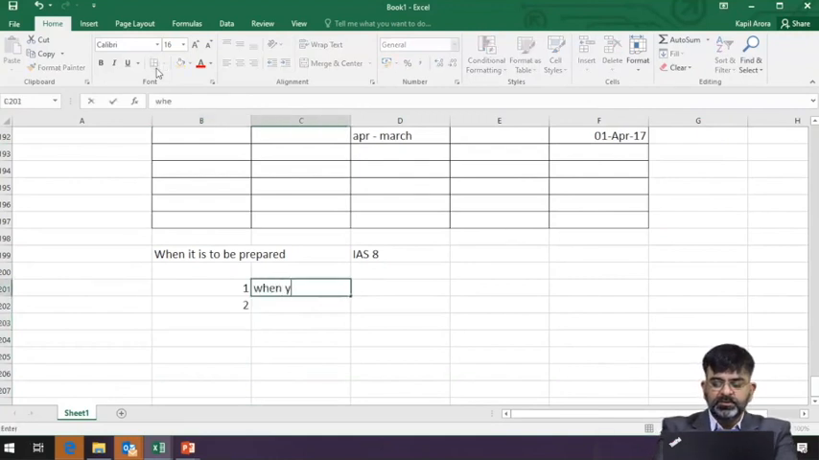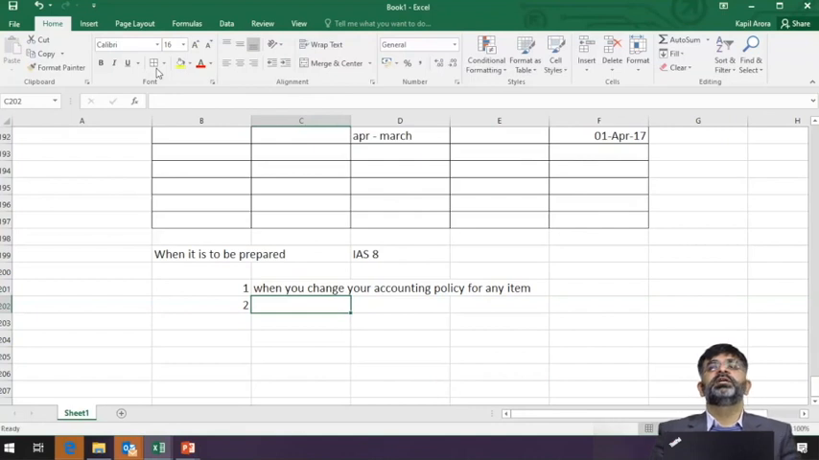When you change your accounting policy for any item, then in that case, you need to show the balance sheet for this year, last year, as well as the opening of the last year. Right? When you change your accounting policy for any item.